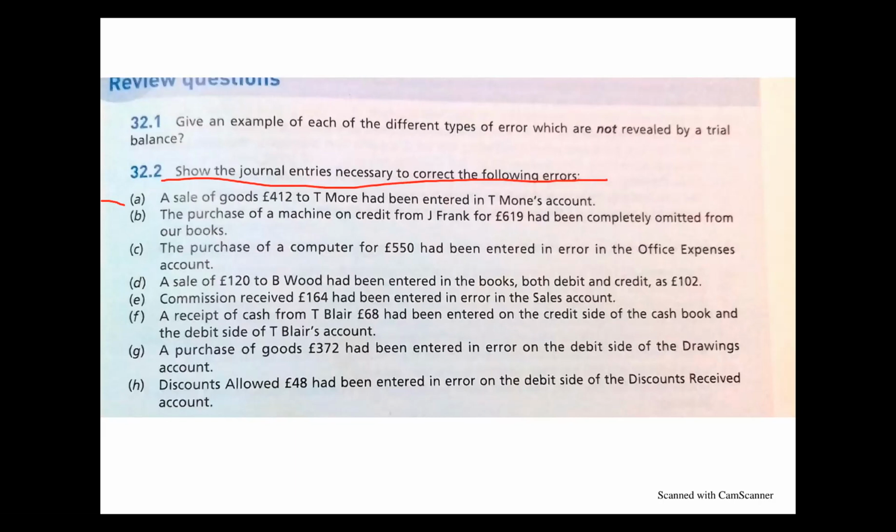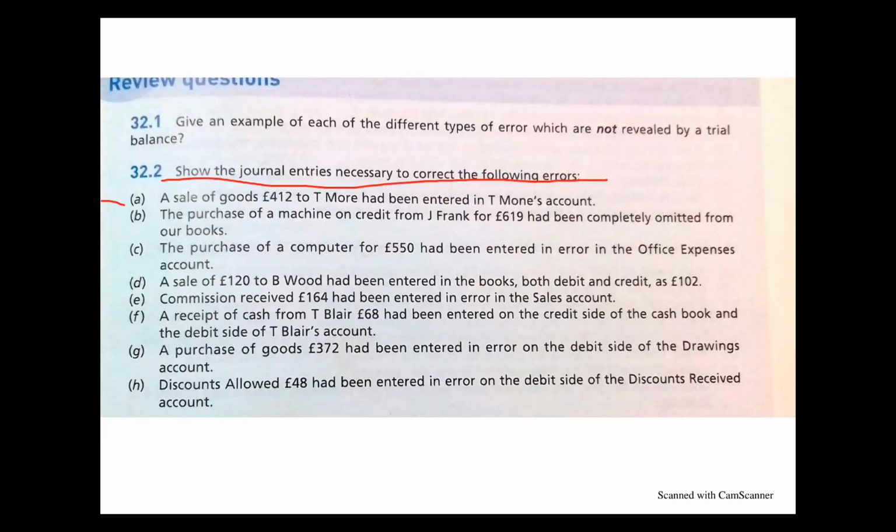So how do you make the journal entry for this one? I'll show you the journal entry soon. On B, the purchase of a machine on credit from J. Frank for 619 had been completely omitted from our books. You know that this is basically the error of omission. We have omitted some entries. I'll show you the journal entry soon.